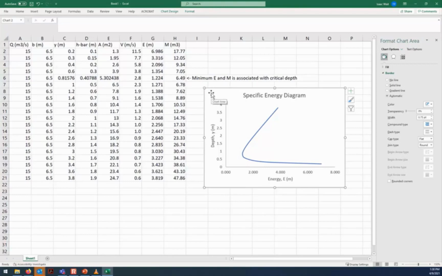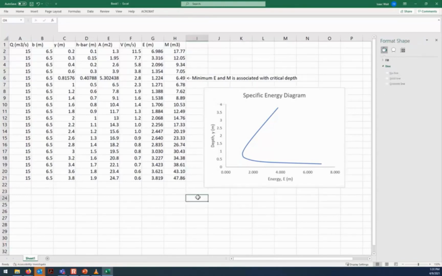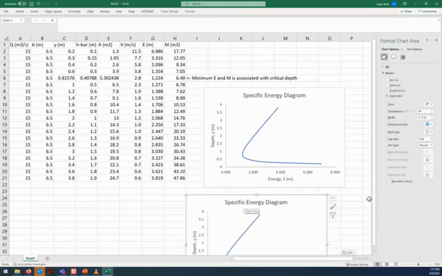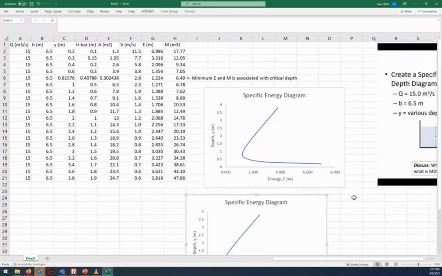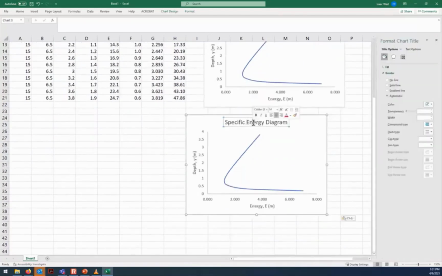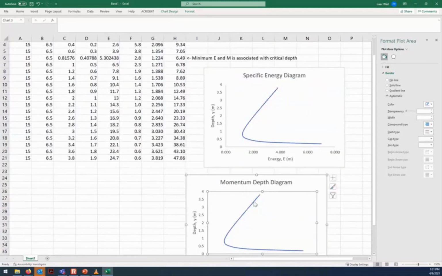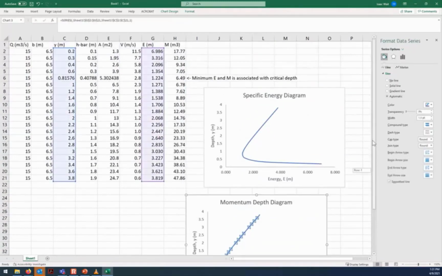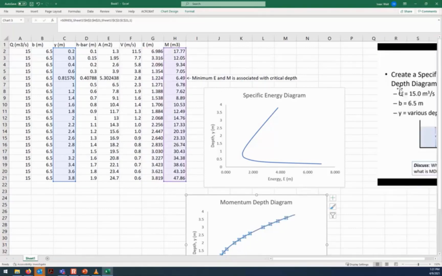So Control C to copy, and I'll paste it, Control V in a different location, and then let's just make some adjustments here. We'll call this one, instead of specific energy diagram, momentum depth diagram. And then the data that it's looking at right now, look at the figure, is based on depth for the vertical axis, and for the horizontal axis it's referring to the specific energy. So all I need to do is just click and drag over to the momentum column, and it's going to give me a new figure based on that column H.